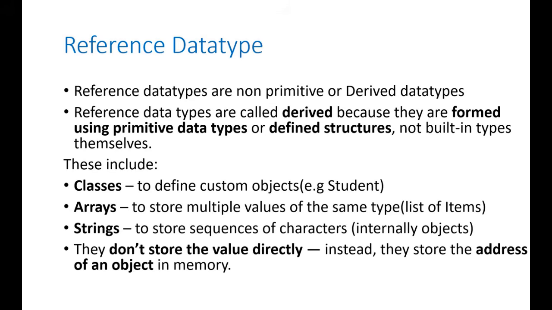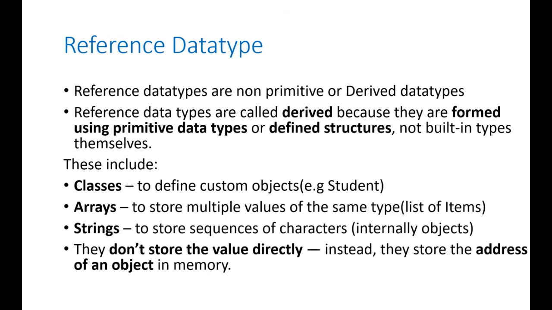They are also known as reference data types because they are not storing the value directly inside them. As you know, when we use a primitive data type, the variable stores the value directly inside it. Instead, a reference data type stores the address of the object in memory.